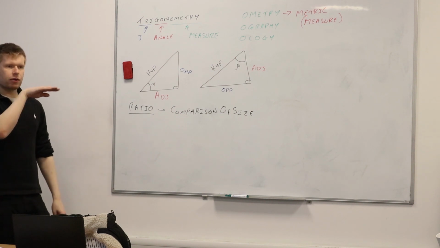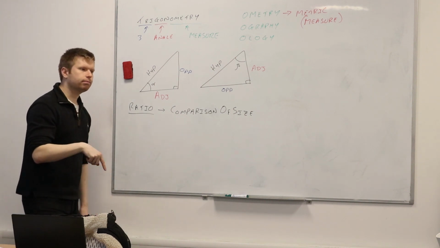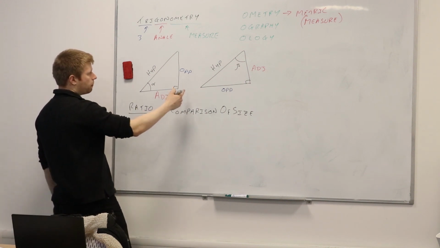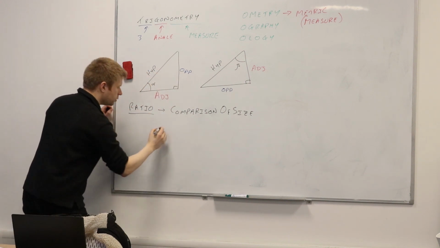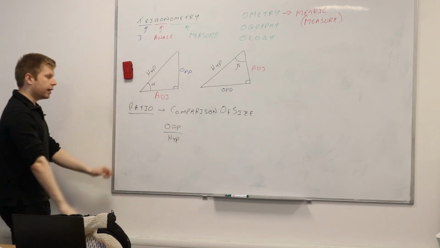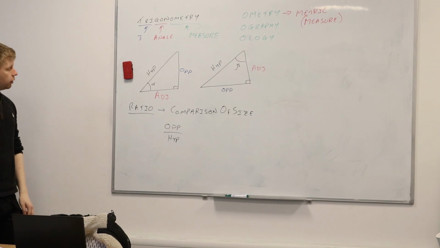Now, would you be happy that there are three sides in a right-angle triangle? So how many comparisons can we make between the sides? 3. Okay, we can either compare, in fact, let's write this down, the opposite and the hypotenuse. Okay, so we could compare the opposite and the hypotenuse. That would be my first ratio.